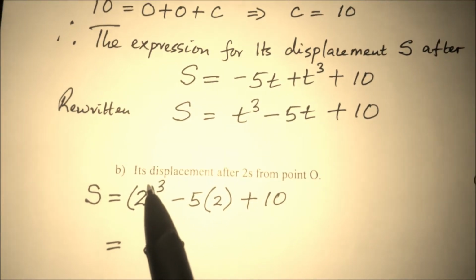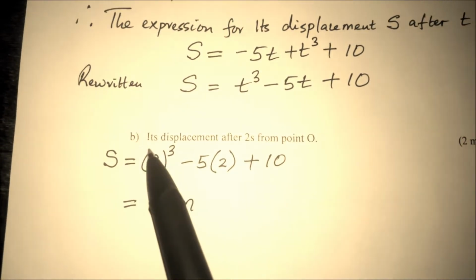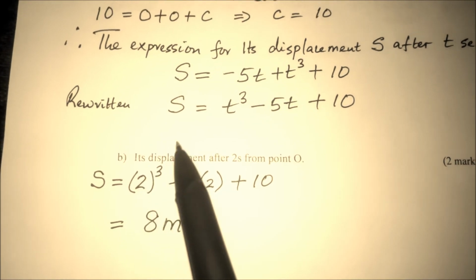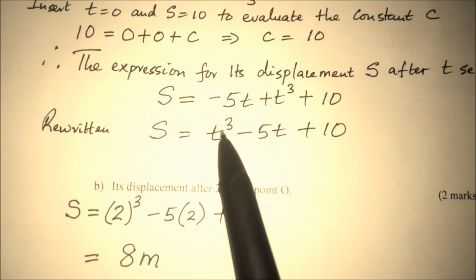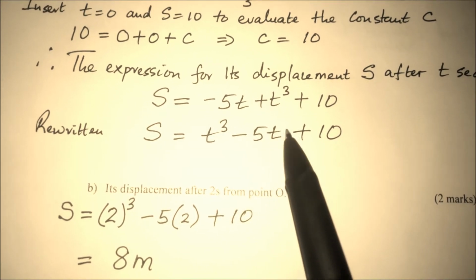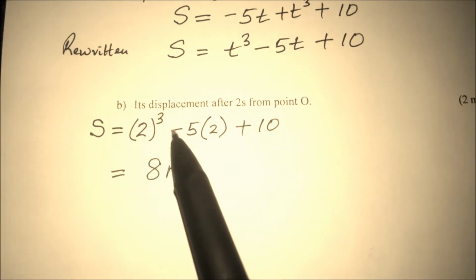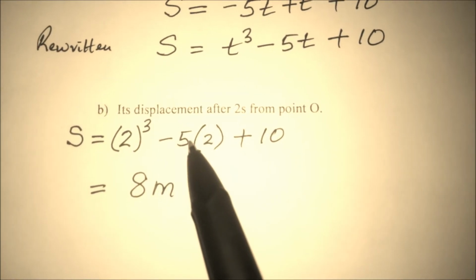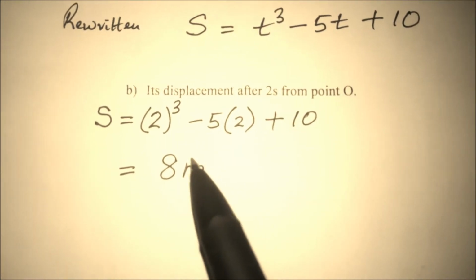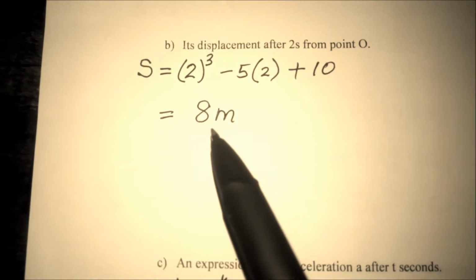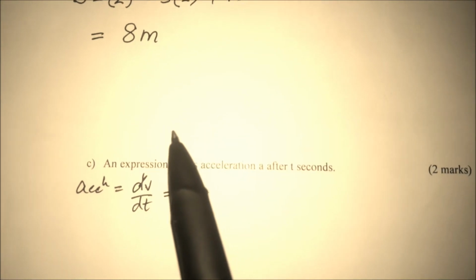Now b, the requirement for b, is displacement after 2 seconds. So displacement s will be 2 substituted into t raised to power 3 minus 5 into t plus 10. And this is what we have here. So s is 2 power 3 minus 5 into 2 plus 10. And when you evaluate that, we have s equals 8 meters. I hope you are following up to that point.